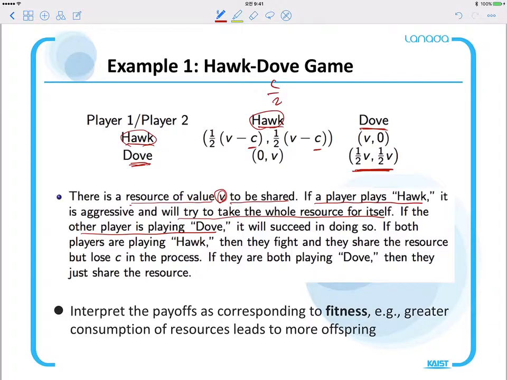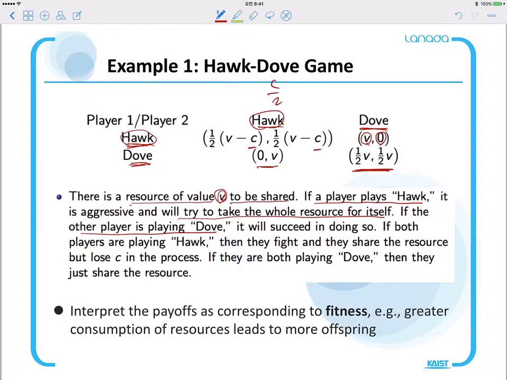But if player 1 is playing hawk and the other player plays dove, and dove is too non-wild, the hawk player will dominate the resource. That's why player 1's payoff is v, but player 2's payoff is 0, and the other way around. So that's the hawk and dove game. I guess everybody understands this.